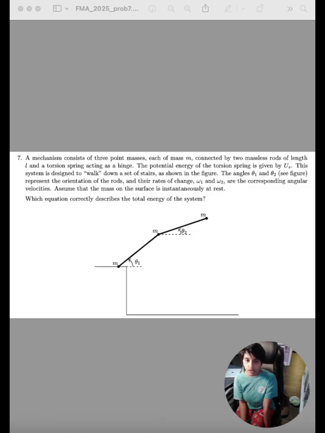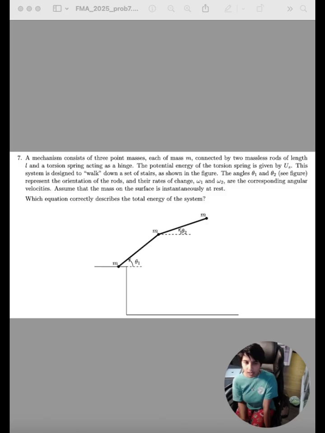The angles θ1 and θ2, see figure, represent the orientation of the rods, and their rates of change, ω1 and ω2, are the corresponding angular velocities. Assume the mass on the surface is instantaneously at rest. Which equation correctly describes the total energy of the system?